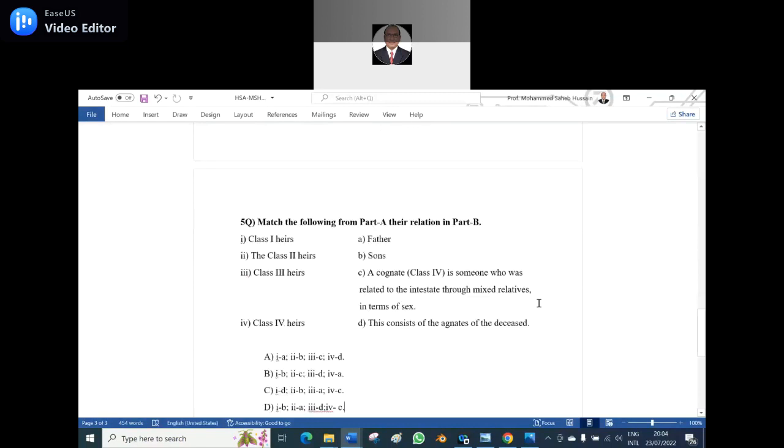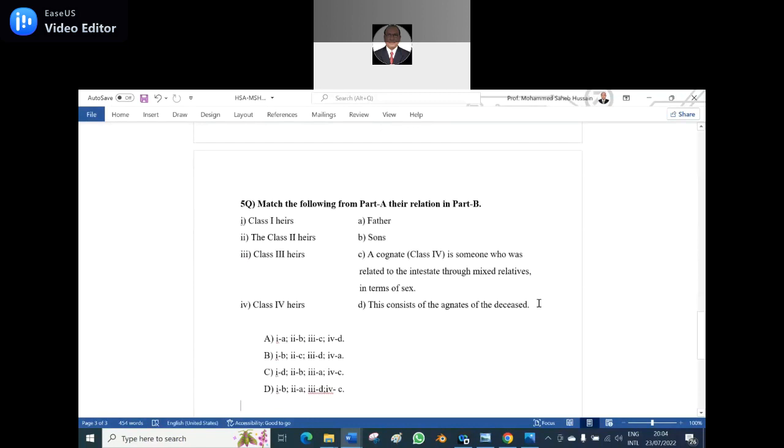And here: 1A, 2B, 3C, 4D; 1B, 2C, 3D, 4A; 1D, 2B, 3A, 4C; D, 1B, 2A, 3D, 4C. Which one is the correct answer? Option D. Option D is the correct answer here.